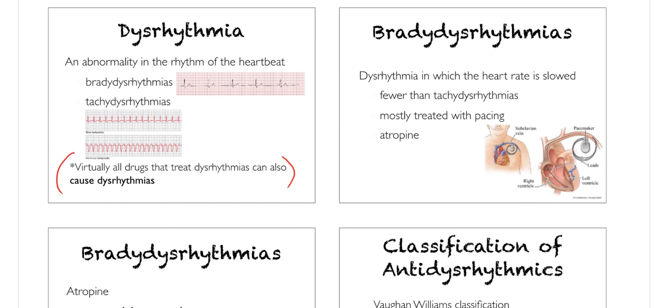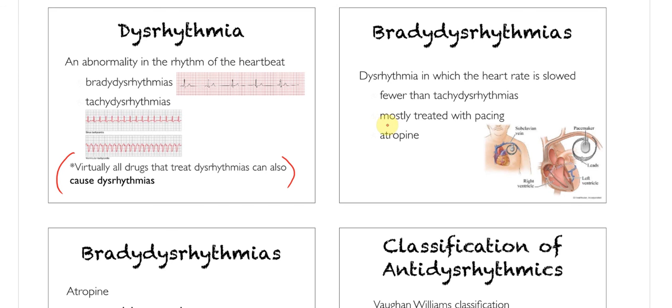For bradydysrhythmias, there are a fewer number of them compared to tachydysrhythmias. This is a dysrhythmia where the heart rate is slowed to the point where it is somehow a problem. We're not talking about someone who is simply in very good shape and their resting heart rate's in the 50s or 40s. We're talking about someone who is actually having a problem because their heart rate is so low.